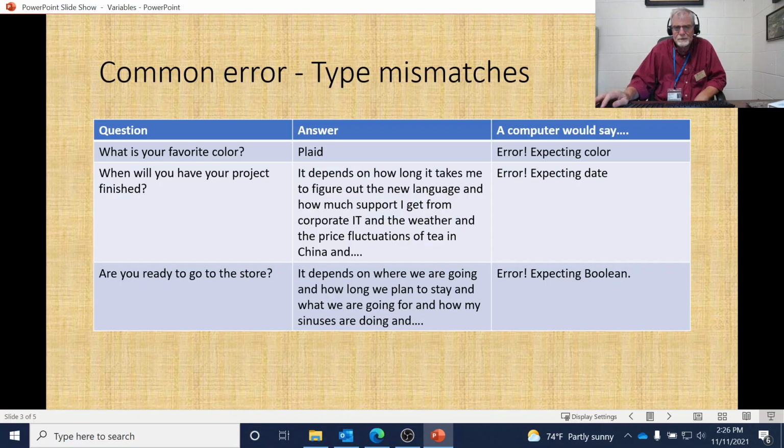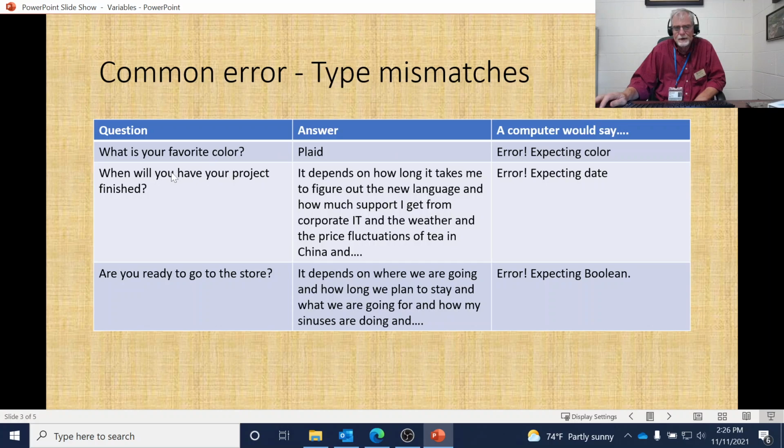Common error types are mismatches, and I did a non-computer answer to this. Have you ever had a type of person that you ask what their favorite color is, and they say plaid? Well, that really doesn't answer the question, does it? Now, a computer would say error, expecting color.